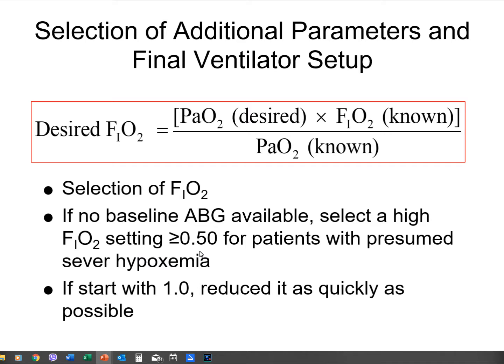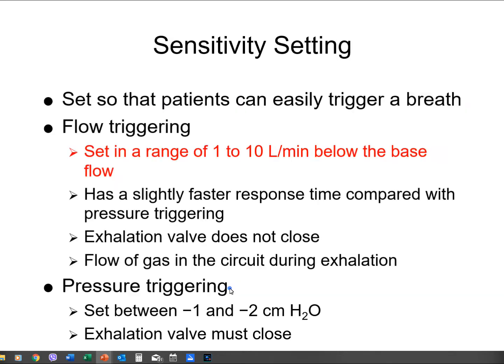Again, here it says if no baseline ABG is available, select a high FiO2 setting, greater than or equal to 50%, for patients with presumed severe hypoxemia. If they're desatting, then go ahead and choose an FiO2 setting. That would probably be your known, and then from there you do your blood gas, and you can crank up your FiO2 based on your blood gas. It also says if you start with 100%, reduce it as quickly as possible. Again, you don't want that oxygen toxicity.